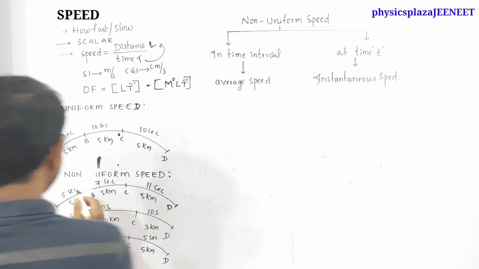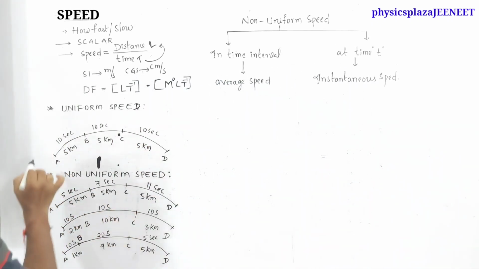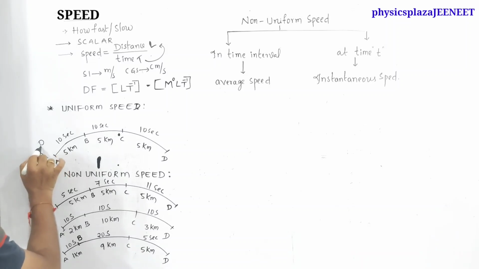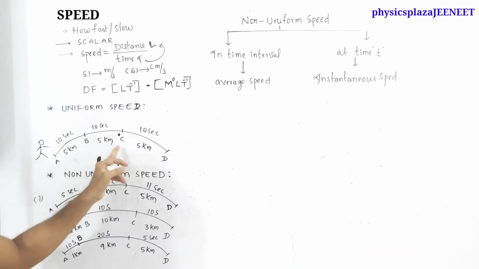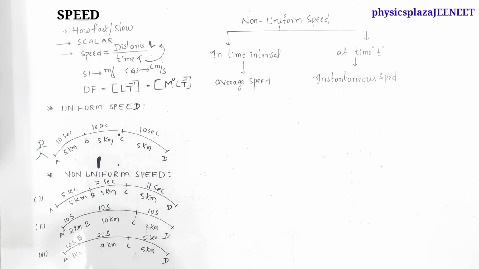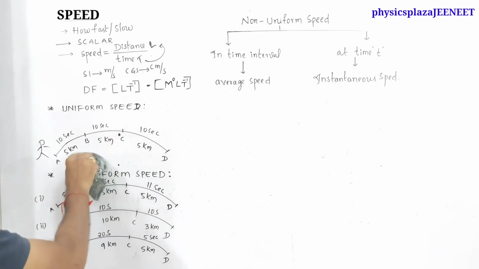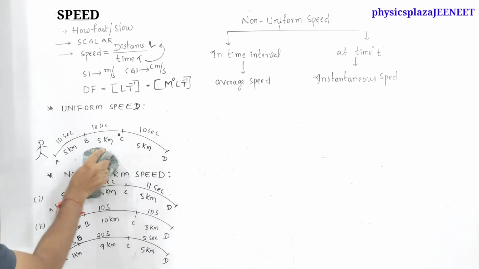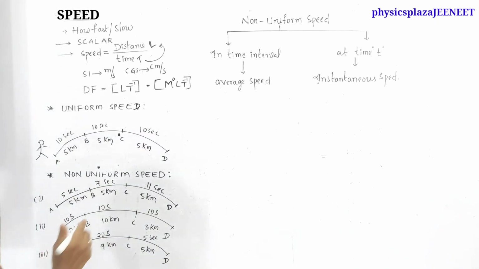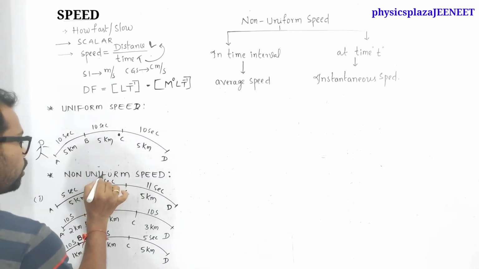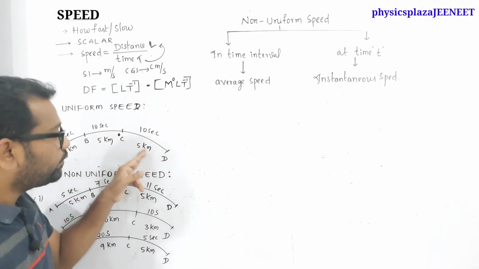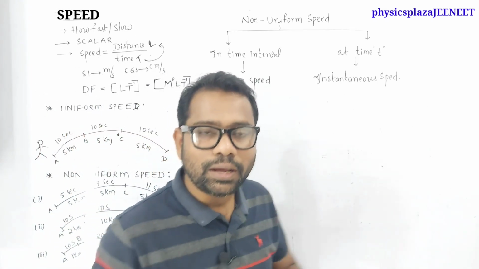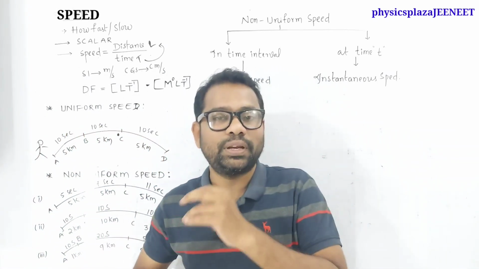Suppose an object, a vehicle or a person is going from A to B, which takes 10 seconds, B to C also 10 seconds, and C to D also takes 10 seconds. Which means that particular person or object is covering equal distances in equal intervals of time. Then we can say that the body is moving with a uniform speed.